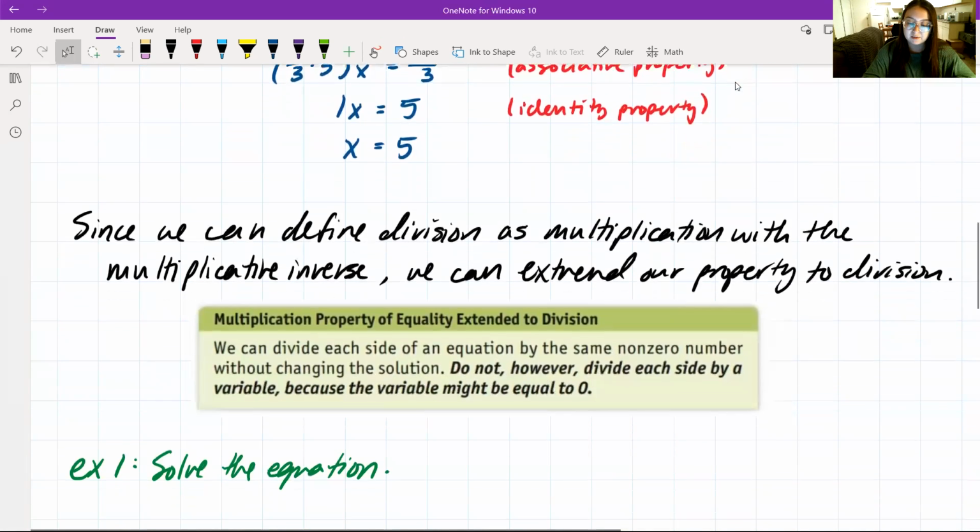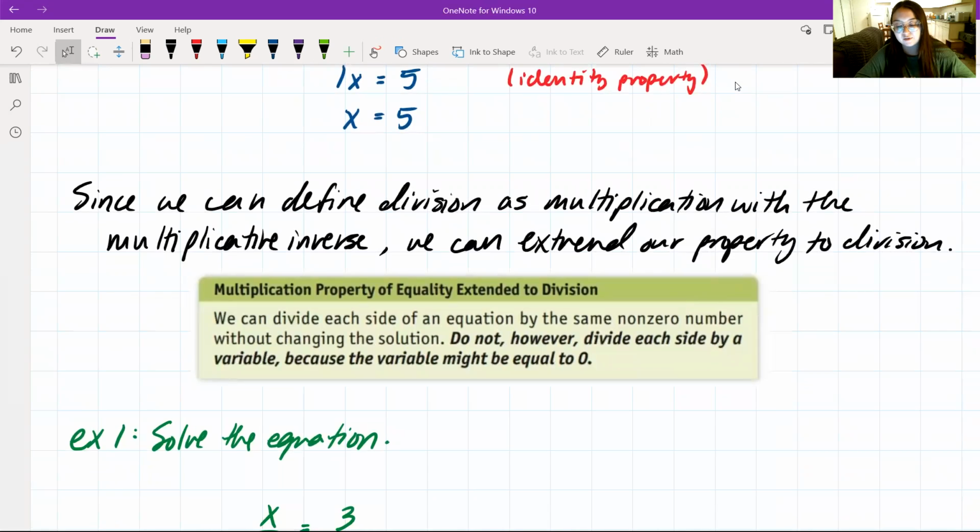So similarly with subtraction to addition, since we can define division as multiplication with the multiplicative inverse, we can extend our property to division as well. So the multiplication property of equality extended to division: we can divide each side of an equation by the same non-zero number without changing the solution. Do not, however, divide each side by a variable because the variable might be equal to 0. So we don't want to divide by a variable. We only want to divide by constants, coefficients.